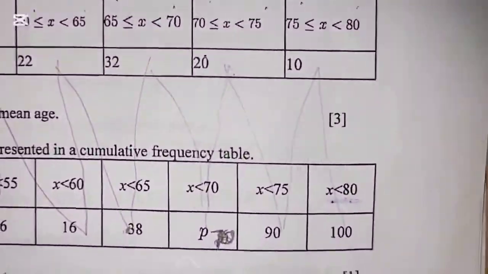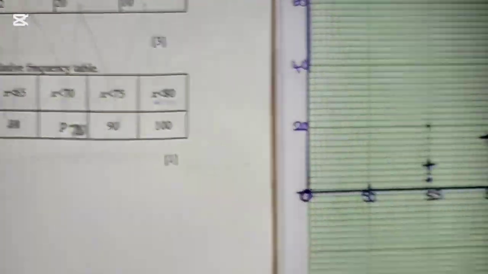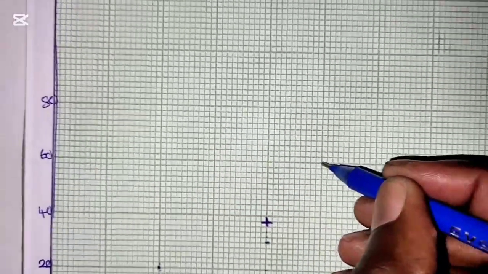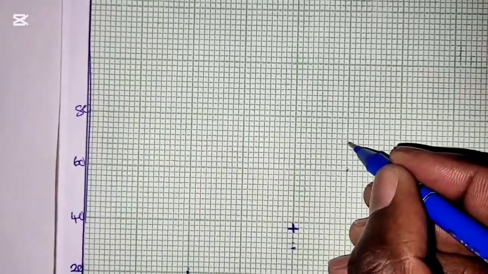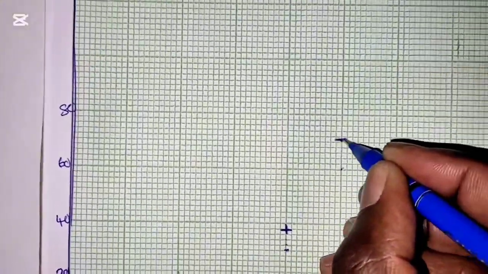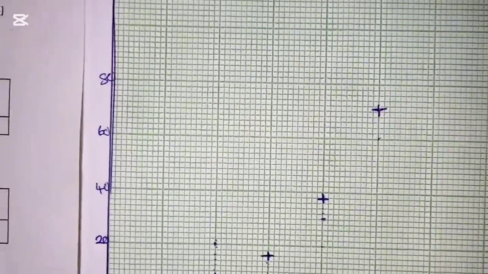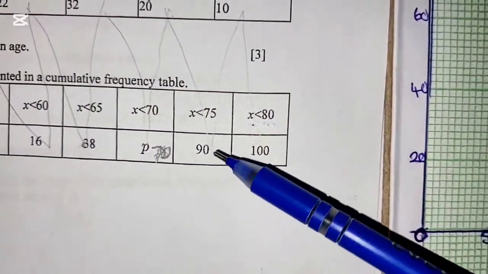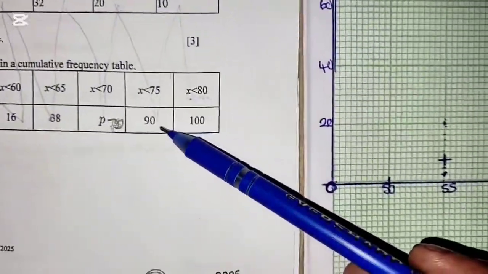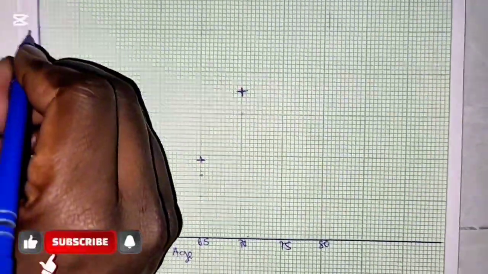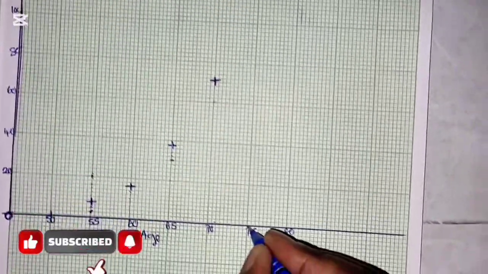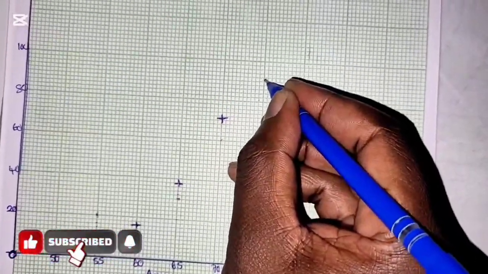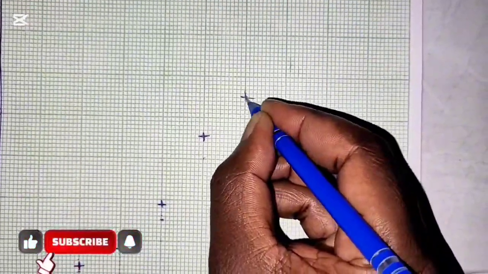Then 70 and 70. 70 is between 60 and 80, so 70 is right here. Then the next one is 75 and 90. Right here is 100, so 75 and 90. 90 is right here. Then the last one is 80 and 100. So 80 and 100 right here.